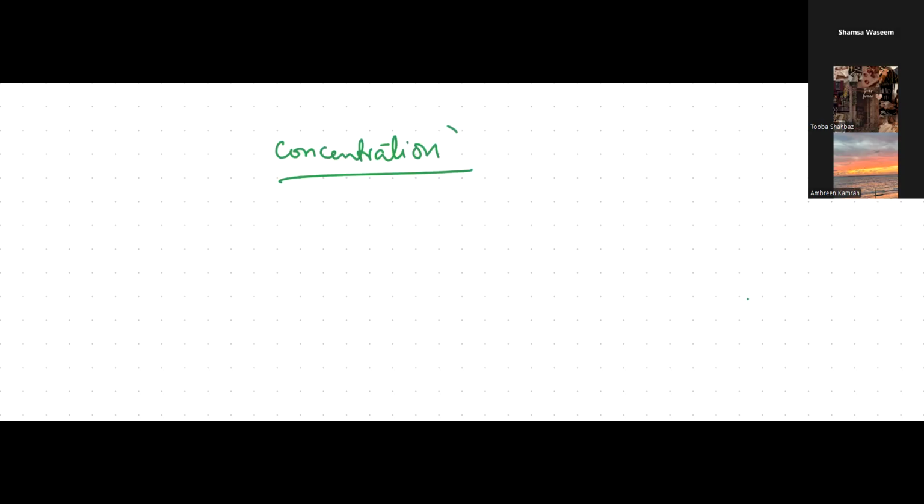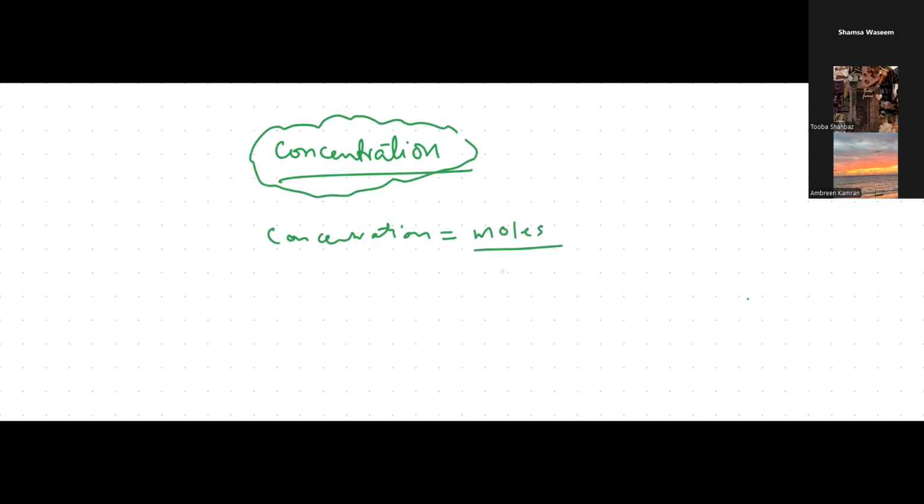So concentration is how much solute is dissolved in a particular solvent. The concentration can be found by the formula: the amount of solute, in moles. How many moles of the solute will dissolve in a particular volume, suppose in 1 decimeter cube of solvent? So we can say that concentration can be measured in moles per decimeter cube.